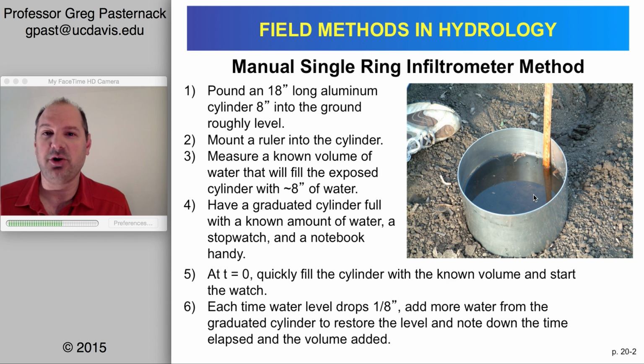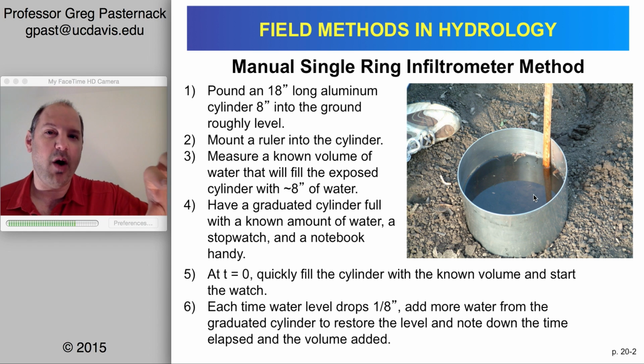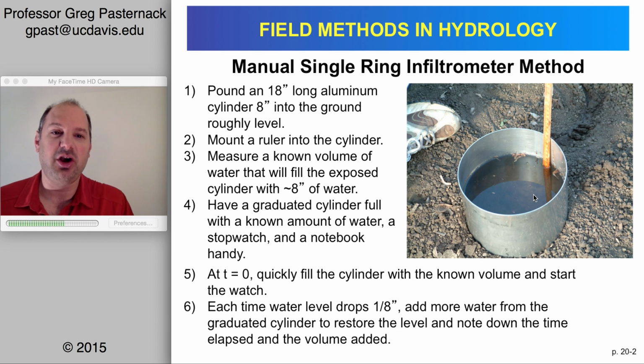The other would be to have water in a graduated cylinder and just pour water in to bring it back up, and then read off the side. It wouldn't be as precise because it depends on how accurate your graduated cylinder is and the time it takes to read that value while you're also watching what's happening on the ruler. So this would be a discrete measurement in time because you're waiting for 1/8 of an inch of change to happen before you add more water. But still, it's a reasonable approach to take, and this would be called a manual single ring infiltrometer method.